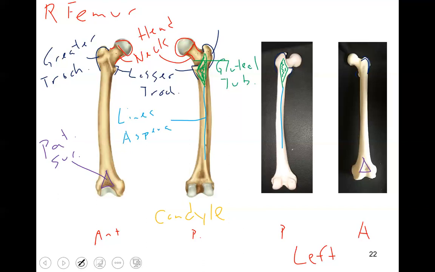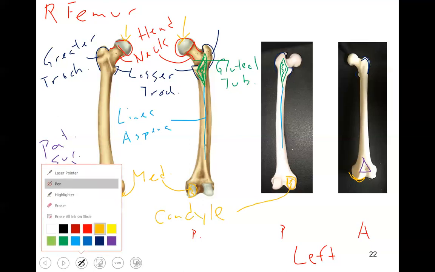Okay, so first of all, note that the head always points medially, right? It has to point in towards your body to actually articulate with the pelvis. And so once we find the head, we know what side is the medial side of the bone, right? And so this here is the medial condyle. Okay, same thing on the left bone, right? So this and this, on the medial side, the same side as the head, that is the medial condyle.